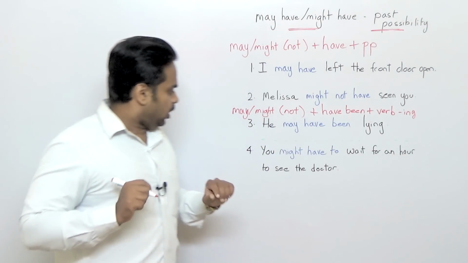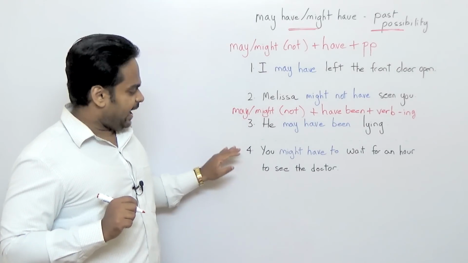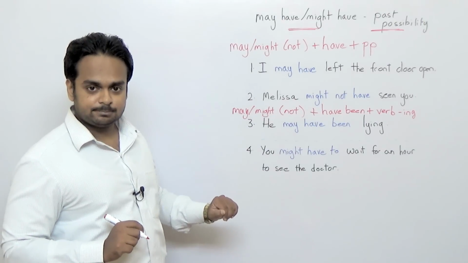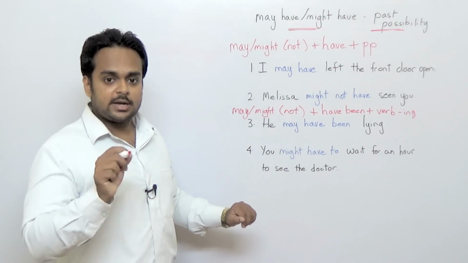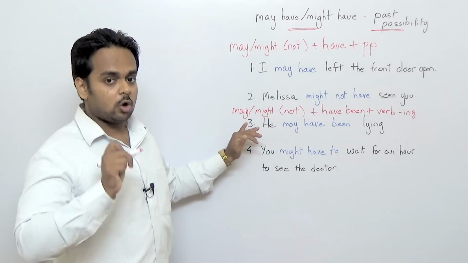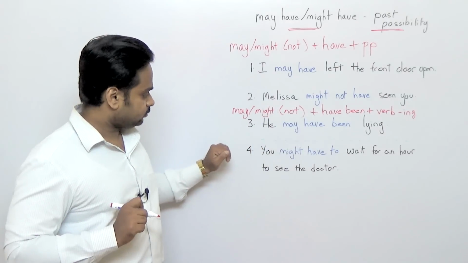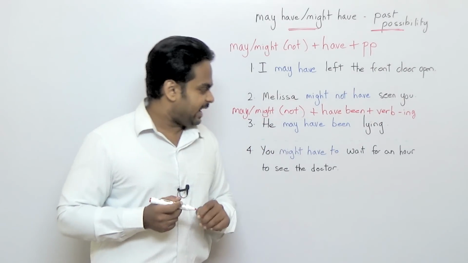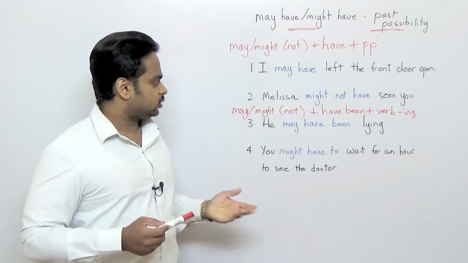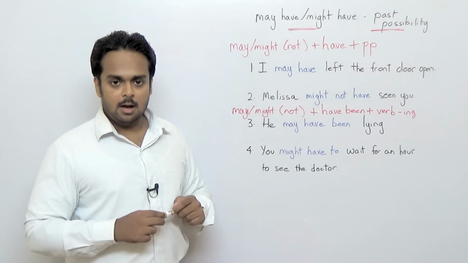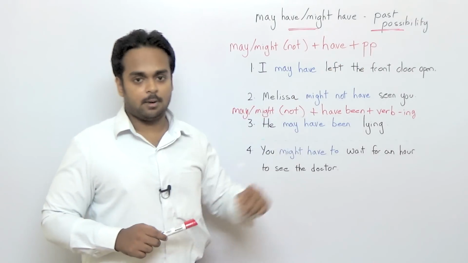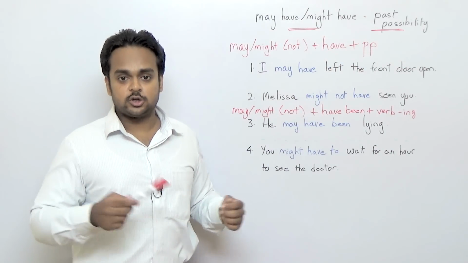Okay? Right, you will notice here that I have a sentence somewhat separated from all of these. And that's because I wanted to show you another form that's related to these, but that's also slightly different from all of these. Have a look at the sentence. You might have to wait for an hour to see the doctor. When you first look at it, it looks kind of similar to the others. But if you look at it carefully, this is not a sentence that talks about past possibility. It talks about future possibility.